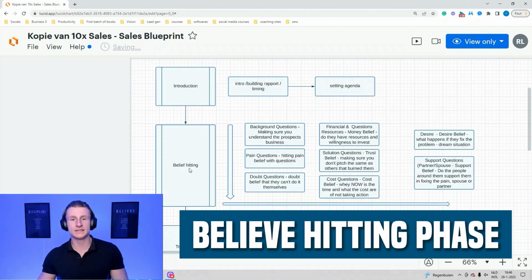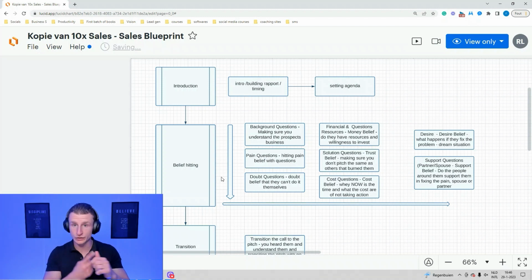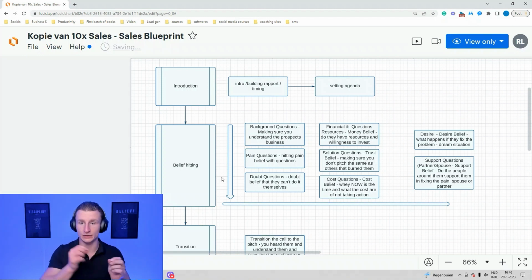In the belief hitting phase, we are going to ask all of these questions to first of all ensure that you can actually really help them out and that they're actually a fit for what you have to offer. And second, to eventually hit certain beliefs in order for them to believe the right things in order to convert at the end of the call.